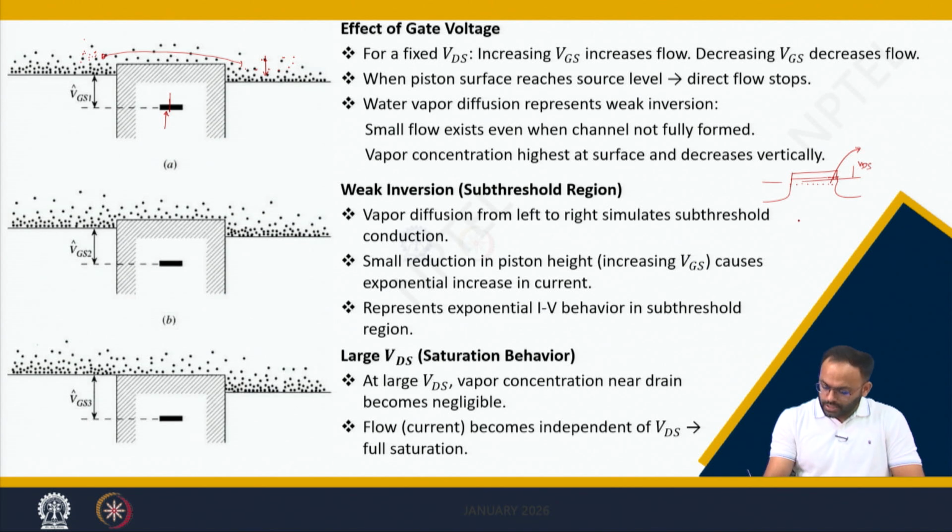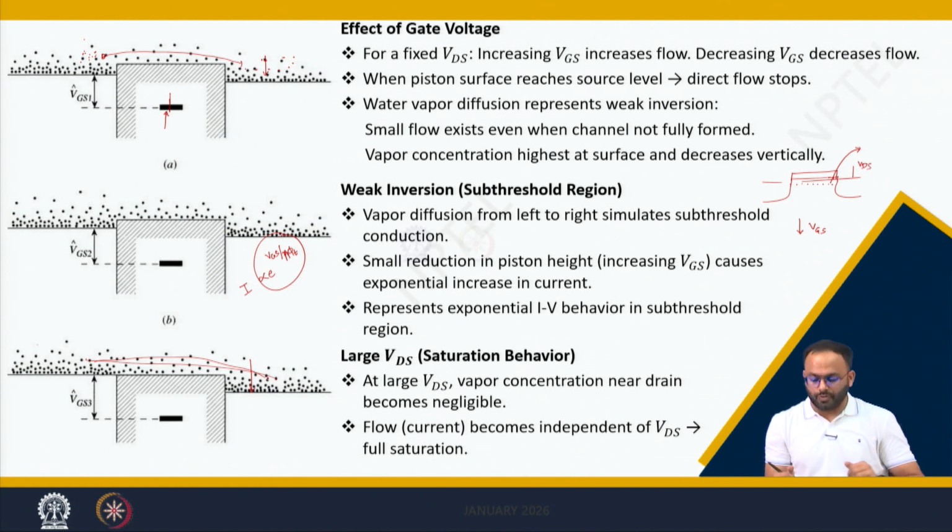The moment you increase the value of VGS a bit, this flow is exponential, and hence in weak inversion the current is exponentially dependent upon VGS by eta phi t, or n phi t. We'll derive this equation in subsequent lectures. Now, what will happen if you increase VDS? That is saturation. Even if you increase VDS beyond a certain point, the flow is saturated, and hence you are in saturation of the MOSFET.